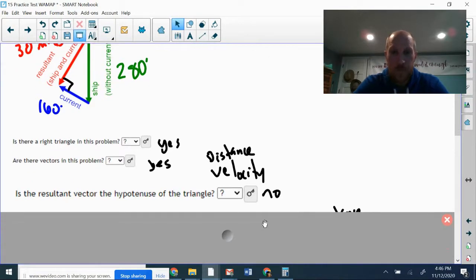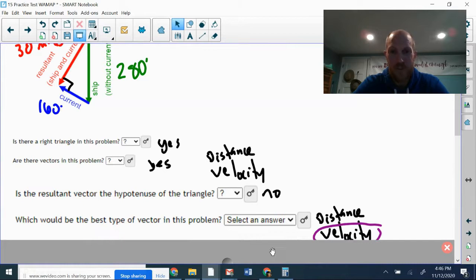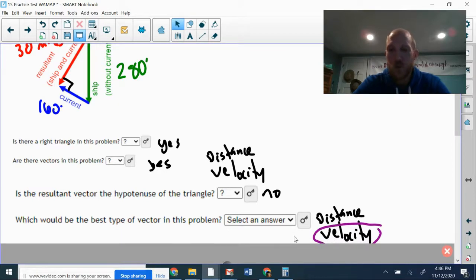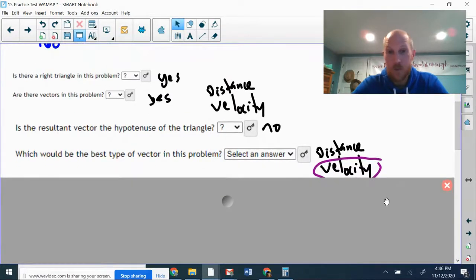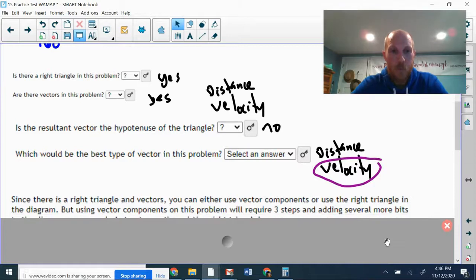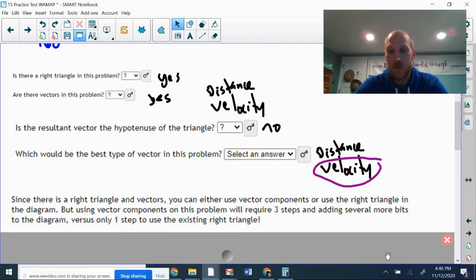So no. And then which would be the best type of vector? There are two options, the same two I just mentioned. You could do either distance or velocity. Either one would be fine. If you have the inside scoop of what the rest of the problem is going to ask you to do, then velocity actually will be a little bit easier. But you could mark either distance or velocity. They're both correct.